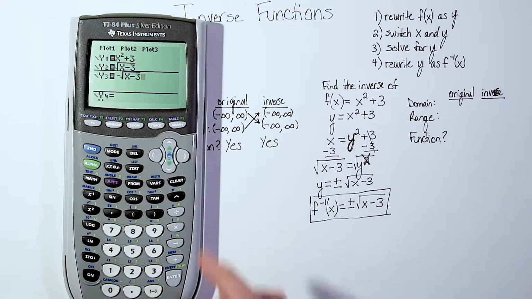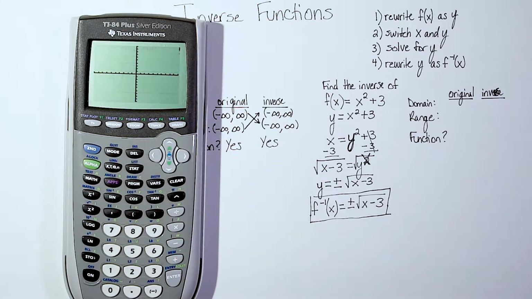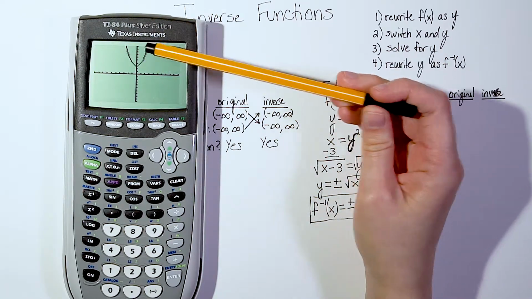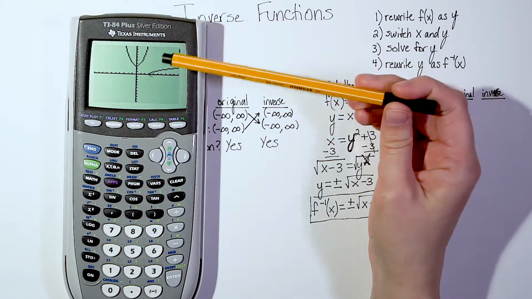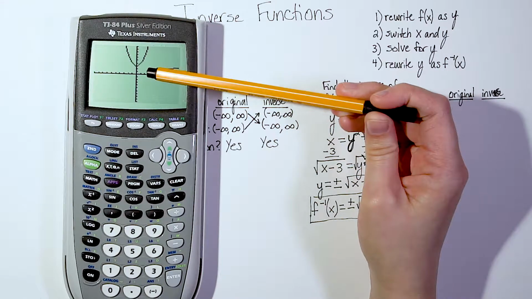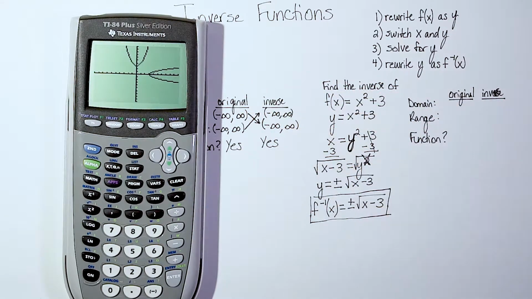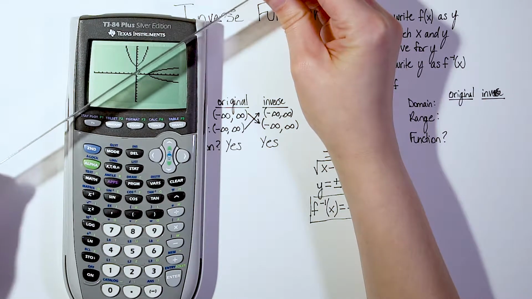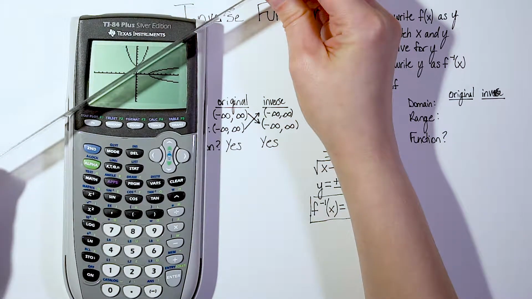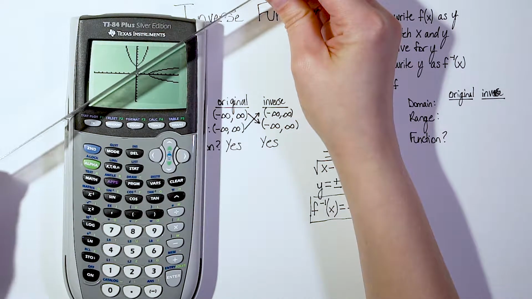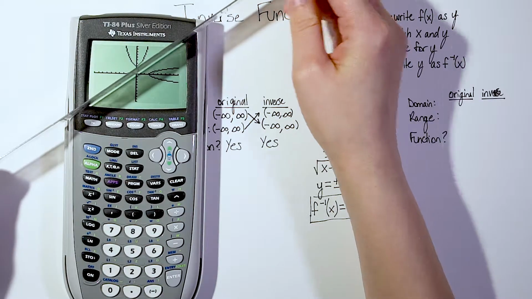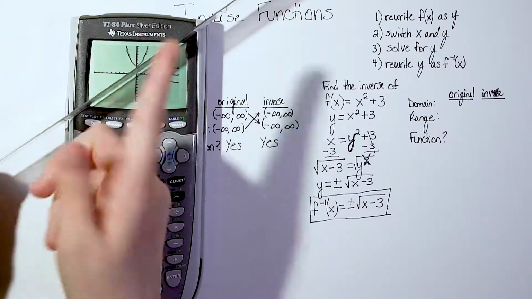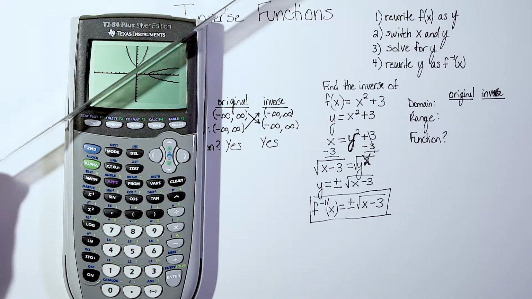Okay, and let's graph it. Let's just see what happens. So there's my original. And look, there is my inverse, the one facing to the side. So again, if I were to hold over this a line that falls at y equals x, you see how the picture is reflected over that diagonal line.